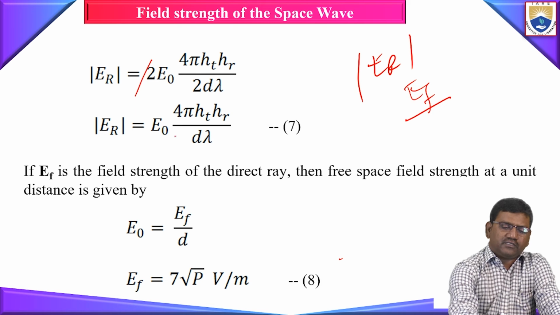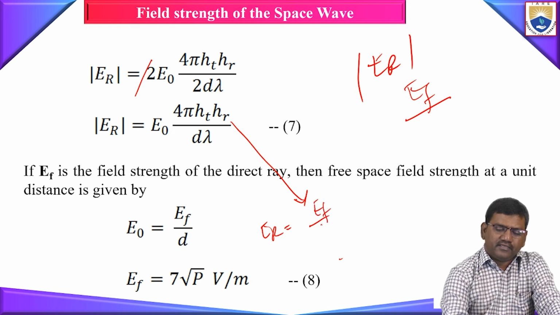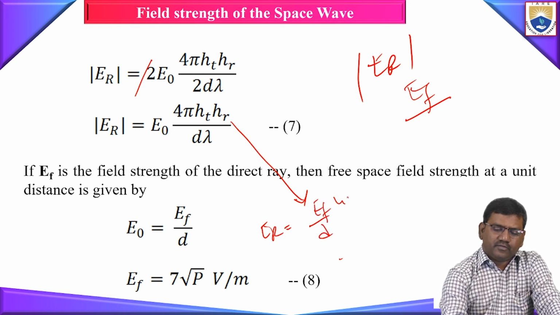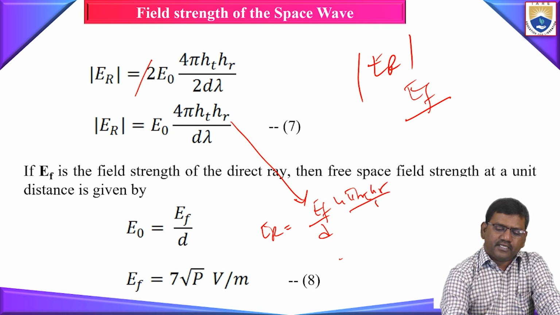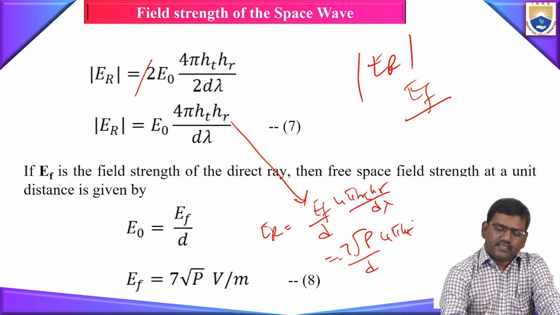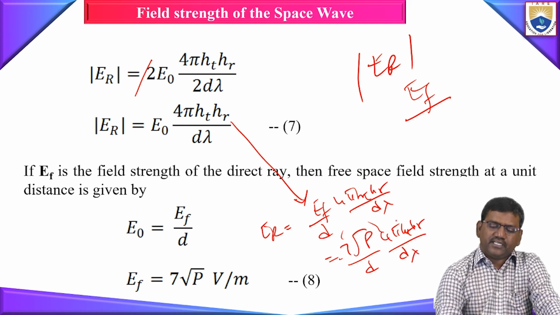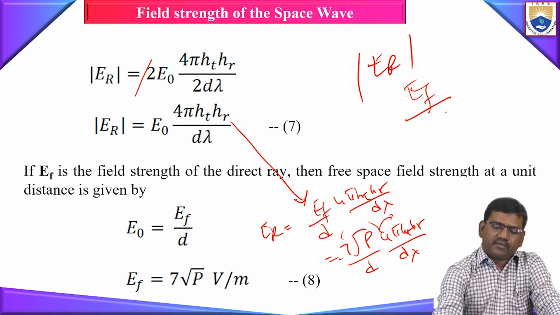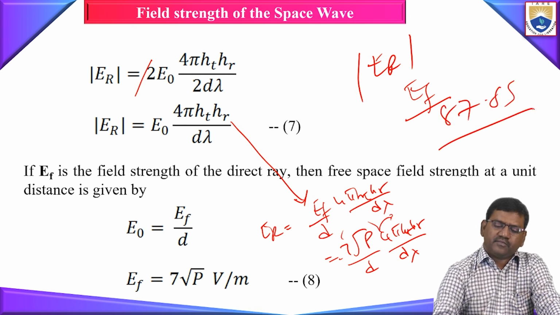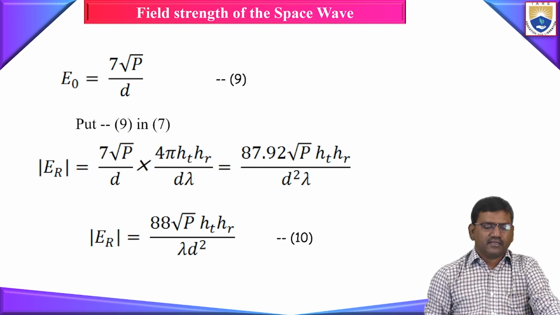So E naught is equal to EF by D. This equation can be modified as ER is equal to E naught into 4 pi HT HR by D lambda, and EF is equal to 7 root P by D. So E naught is 7 root P by D times 4 pi HT HR by D lambda. If we simplify this, 7 4s are 28, and 28 times pi gives approximately 87.88. So overall you will get 87.88 root P HT HR by D square lambda.